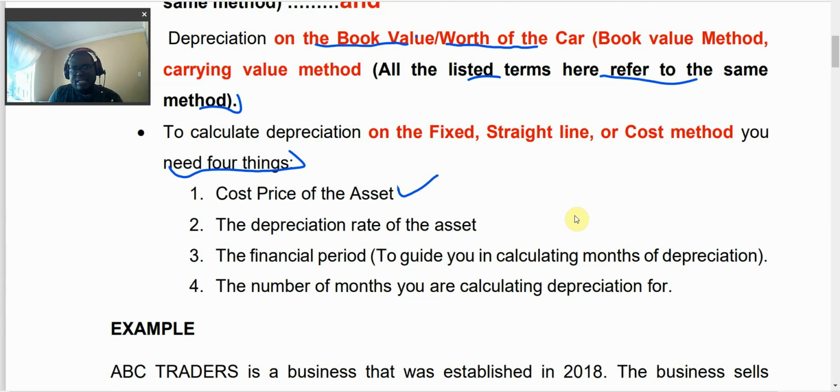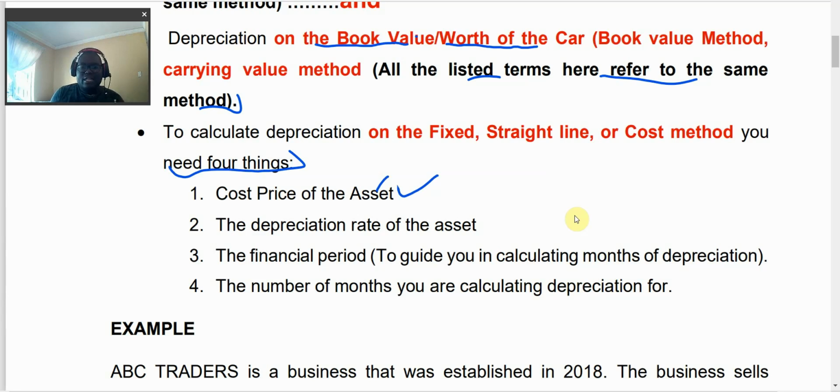Remember, we said that in terms of the fixed, straight line or cost method, depreciation is calculated on cost. So it means that on the cost price method, the fixed method or the straight line method, you cannot calculate depreciation without using the cost price. So the first thing that you want to do is find out the cost price of that particular asset that you are calculating depreciation for. You need to identify the cost price of the asset first.